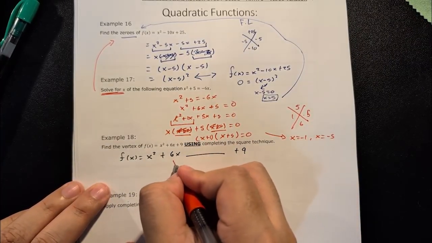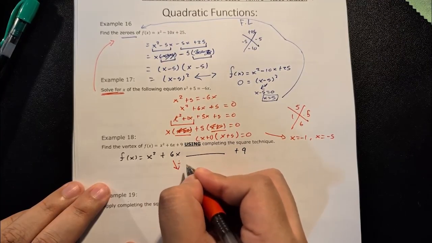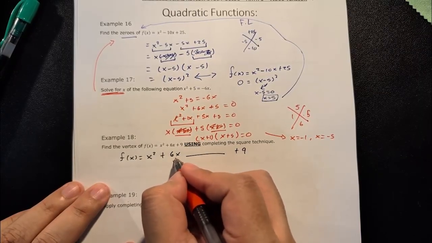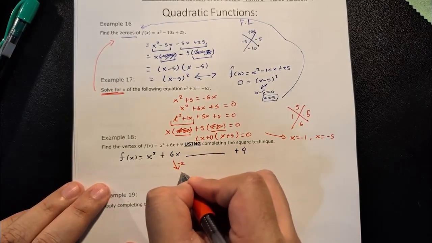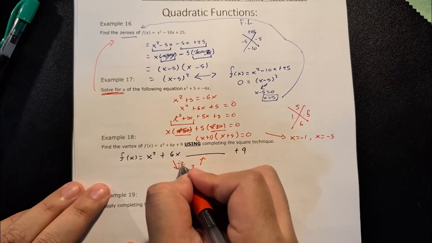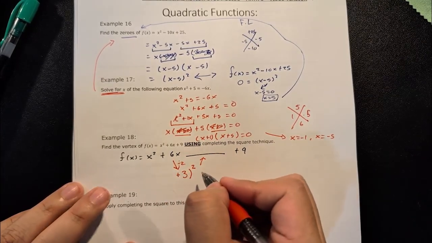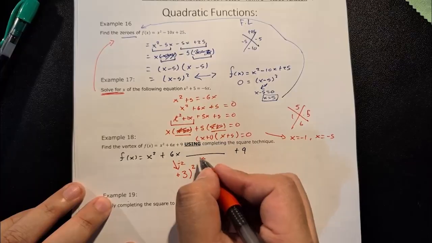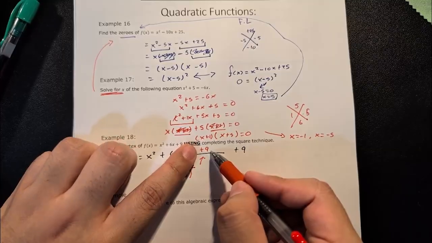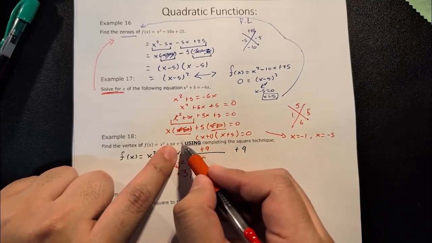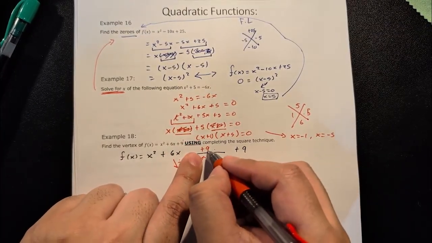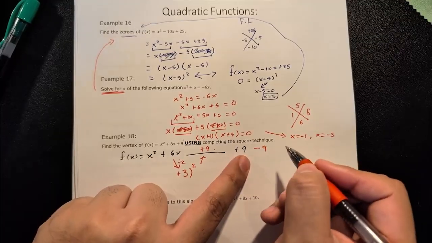Next, I want to divide this number by 2. 6 divided by 2 is 3. And then we square it and we plug it back in. So 6 divided by 2 is positive 3. If I square positive 3, I get plus 9. And if I add 9, that's going to change my equation. If I just add 9 up here, this becomes 18. So I need to cancel it out. And the way we do that is if I add 9, I'm going to subtract 9.